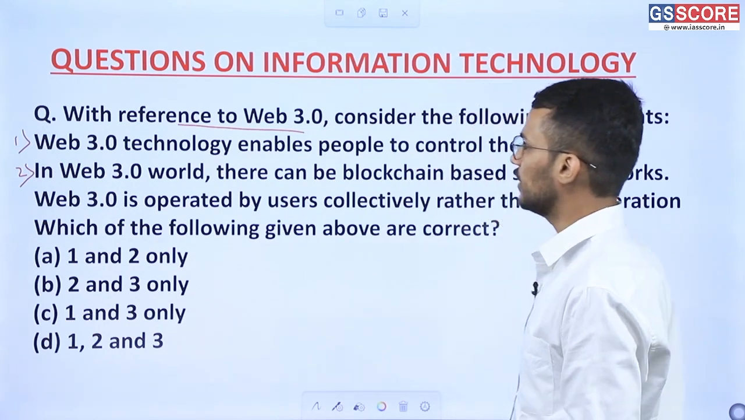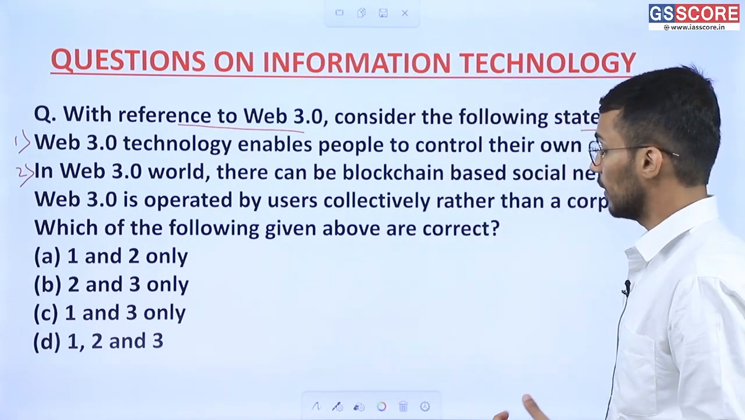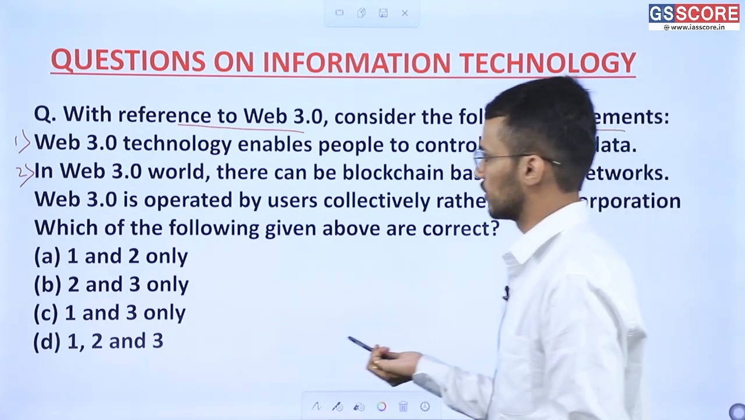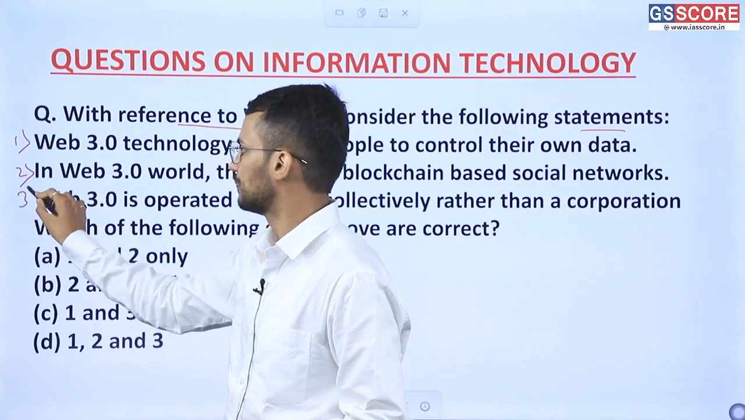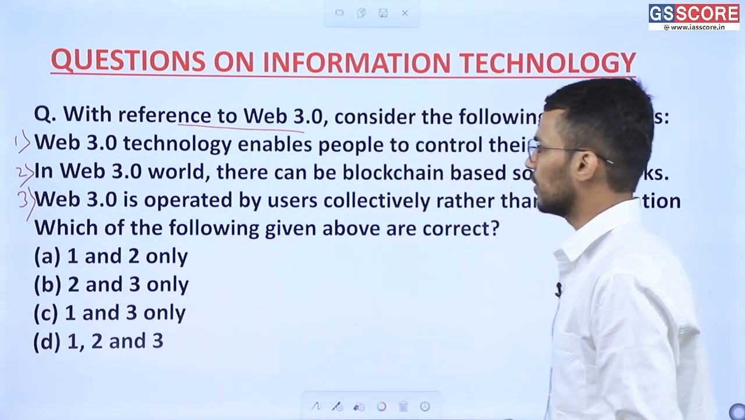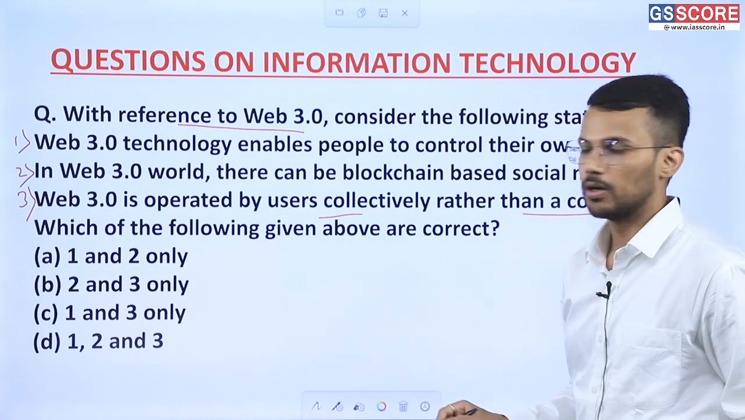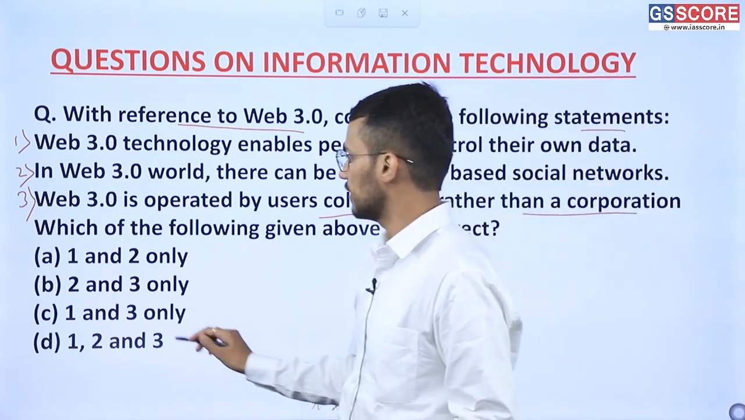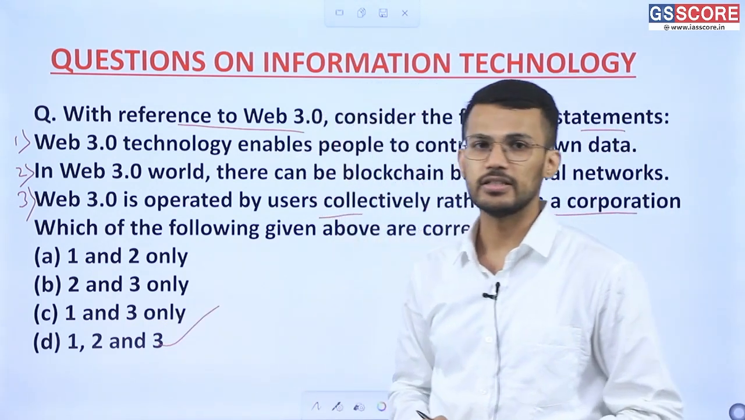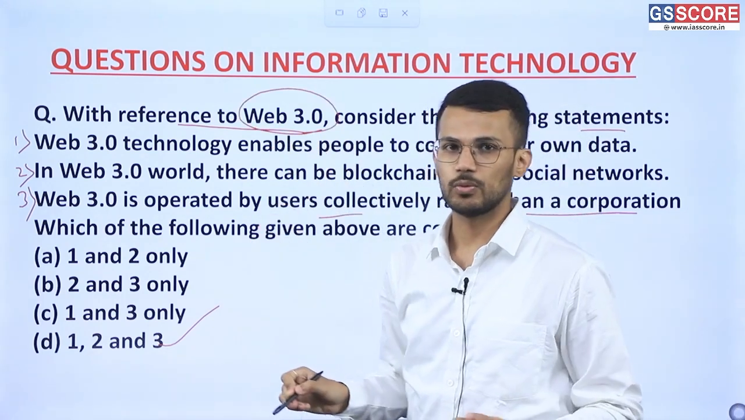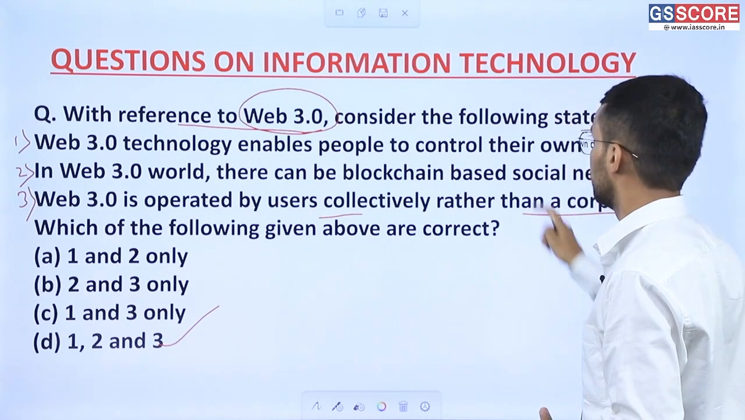Next, in the Web 3.0 world, there can be blockchain based social networks, right? So that is also a possibility. Third, Web 3.0 is operated by users collectively rather than a corporation, right? So all these statements are correct, and that's why the answer is D, right? So this was the latest question asked by UPSC from information technology, on Web 3.0.